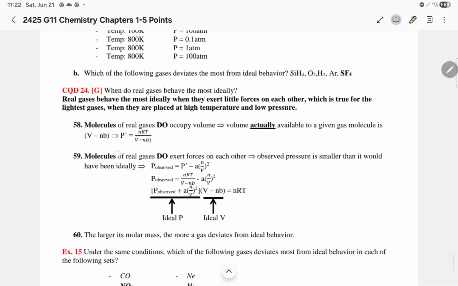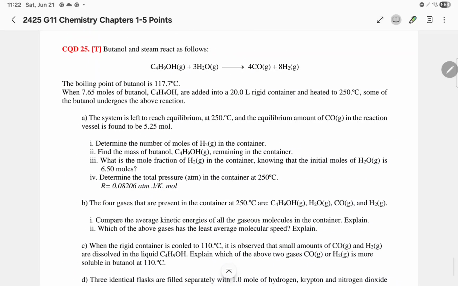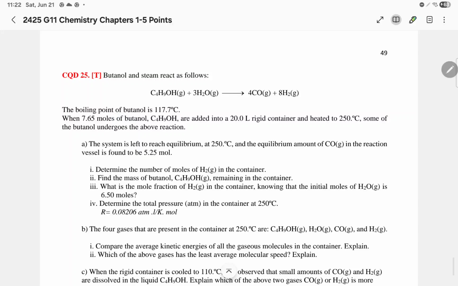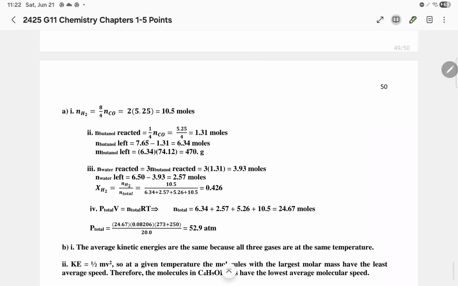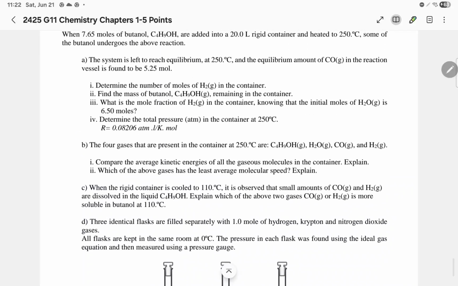Then we need to find the moles of butanol left in the equation. So we need to see how many moles we began with. It was 7.65, it's right here, minus the 1.31, and we get our answer, which is 6.34. So the mass is going to be the moles times the molar mass, and that's it. Now part III. What's the mole fraction of H2 in the container, knowing the initial number of moles of H2O is 6.5 moles?